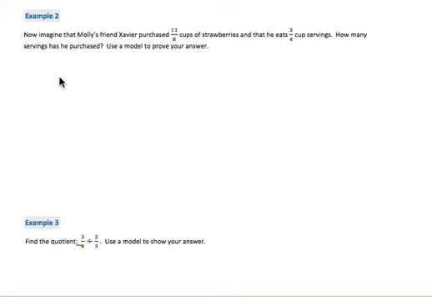Then in example 2, we're told, now imagine that Molly's friend Xavier purchased 11/8 cups of strawberries and that he eats 3/4 cup servings. How many servings has he purchased? And we'll need to use the model to prove our answer on this as well. The first thing we need to do is go back to our representation, and I'll draw the number line.